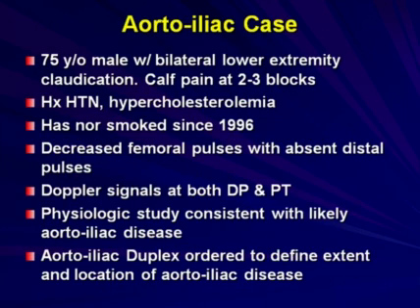So let's look at a case. This is an aortoiliac case of a 75-year-old male with bilateral lower extremity claudication. He had calf pain at 2 to 3 blocks. He had the other usual comorbids and was a prior smoker.